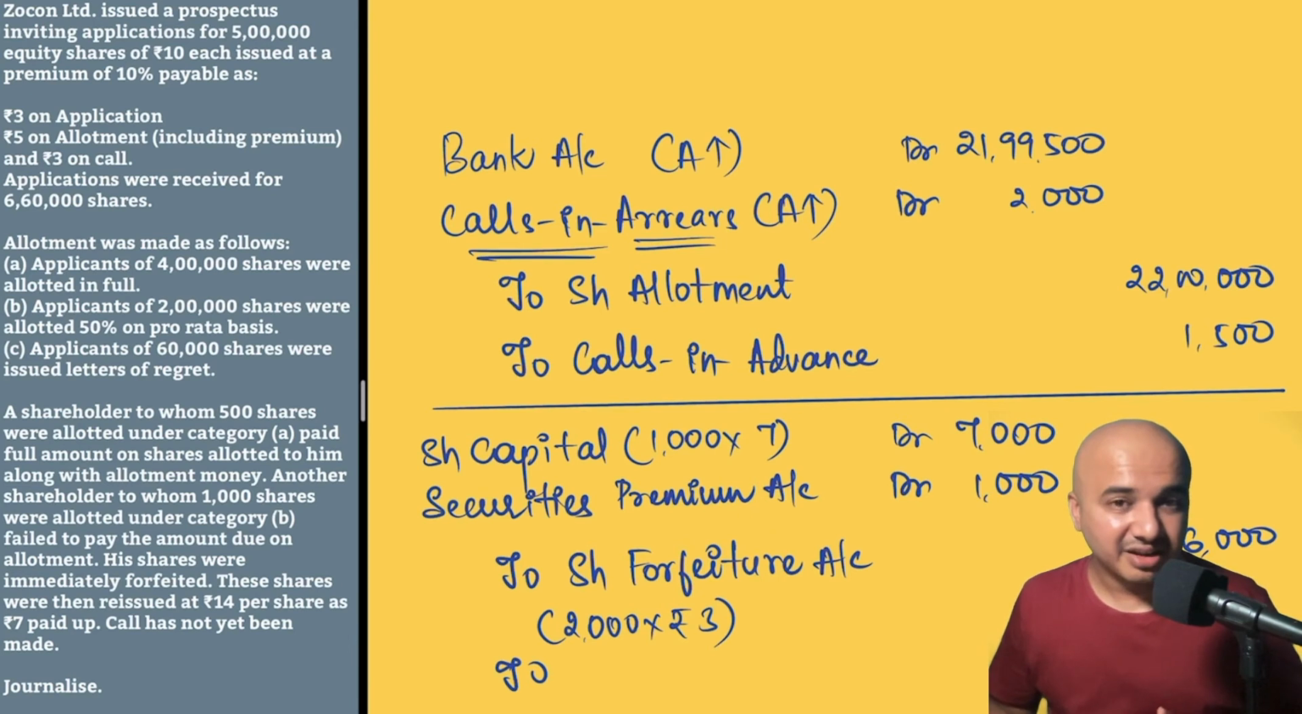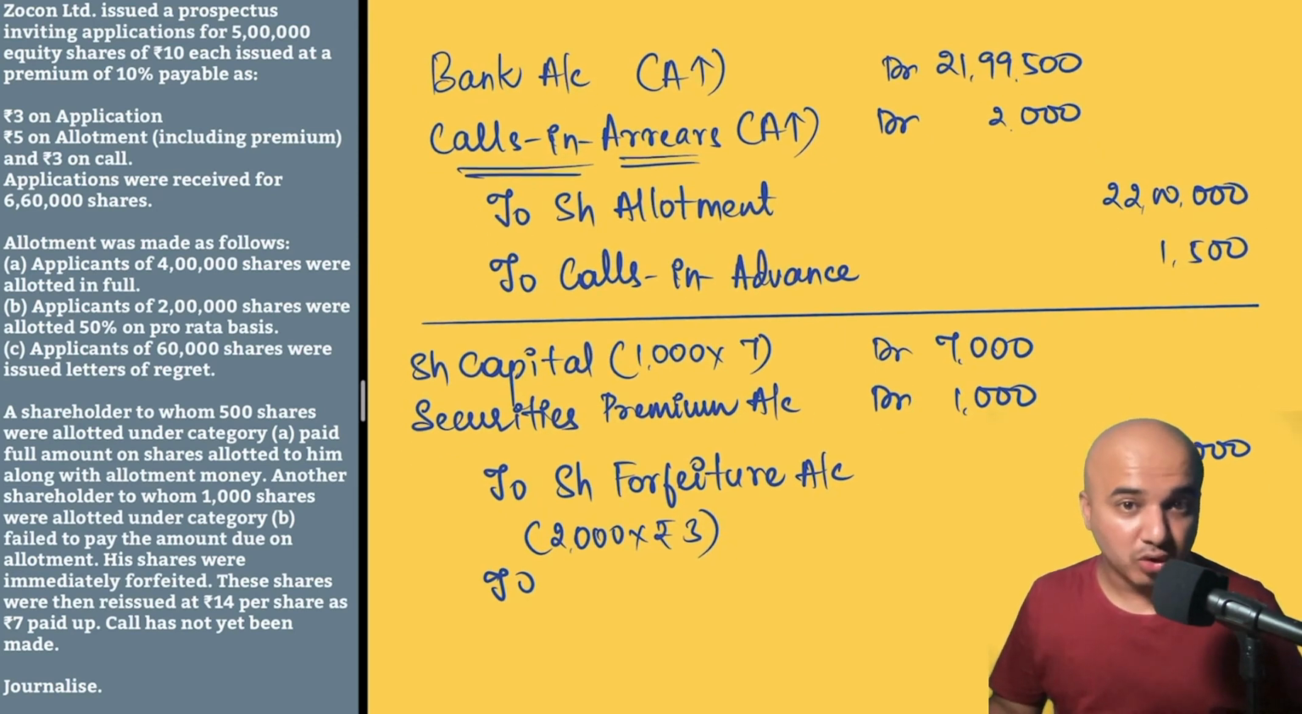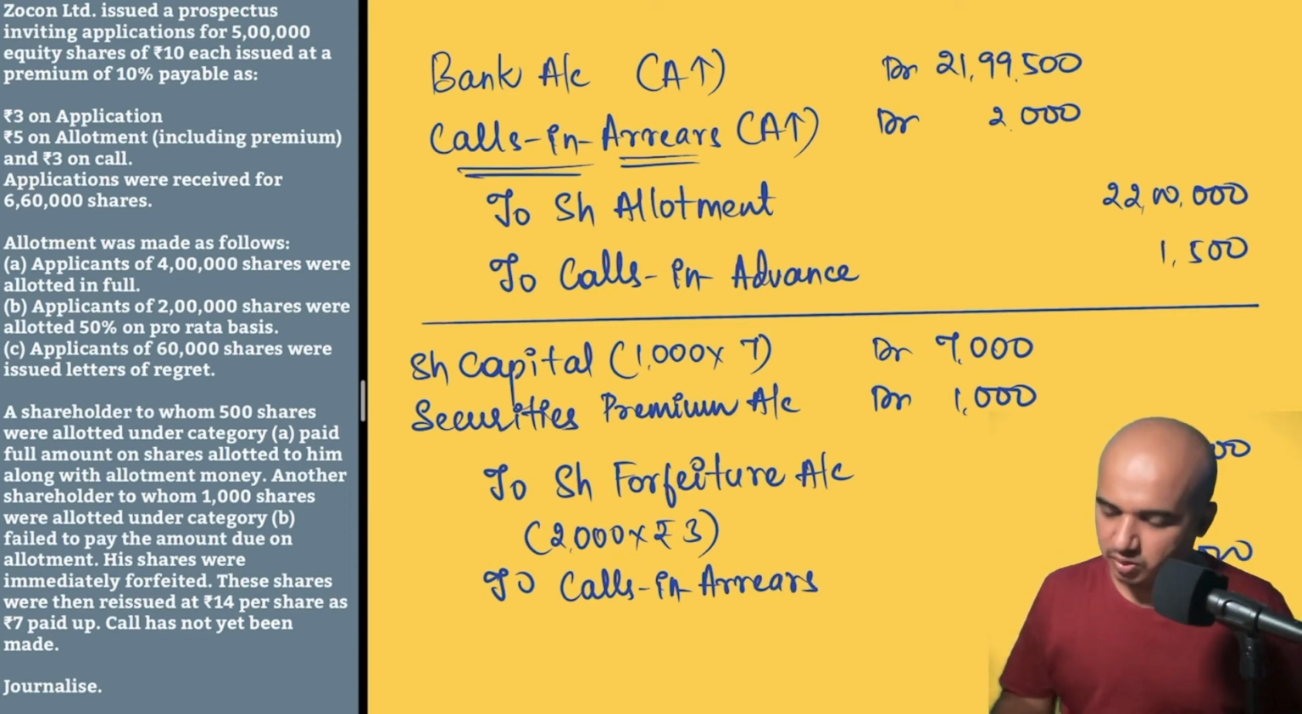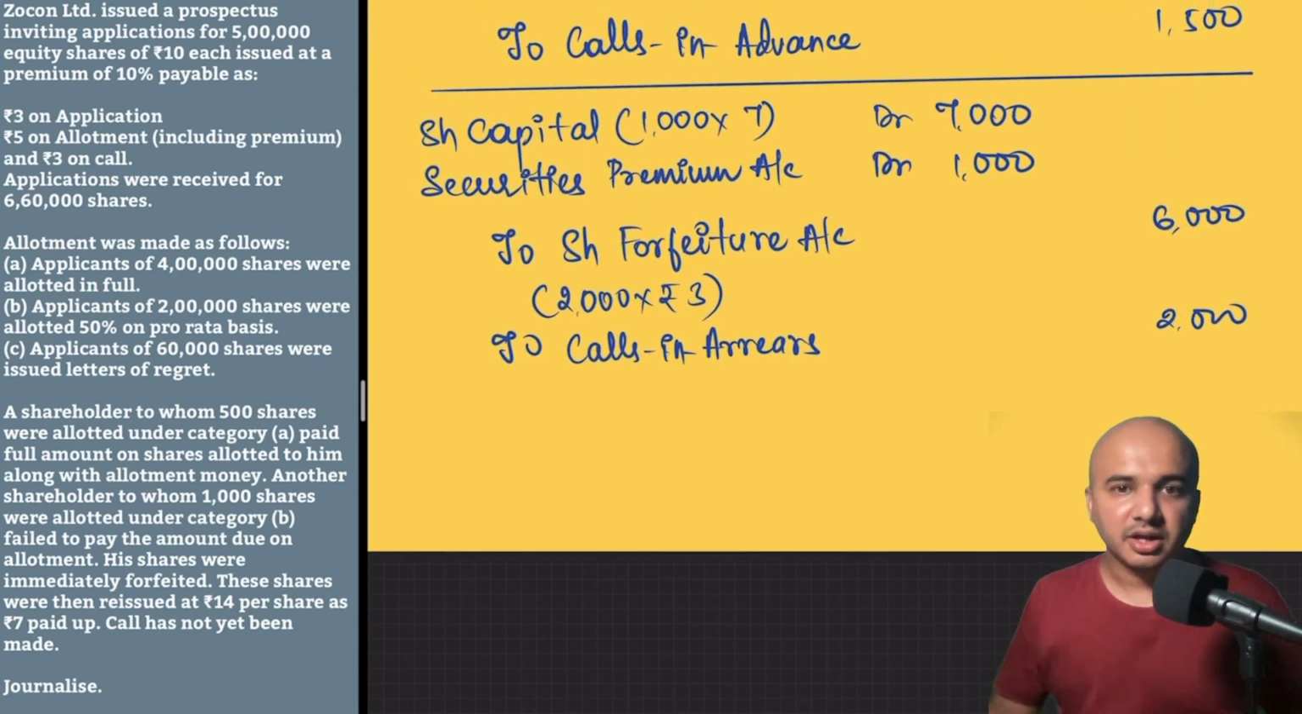We had created that as an asset, hoping that he would make the payment at some point of time in future. If he does not make the payment and if we decide that we will cancel his shares, then we will reverse that asset by crediting. Decrease in asset shall be credited. So 2 calls in arrears, same 2000. That's it.